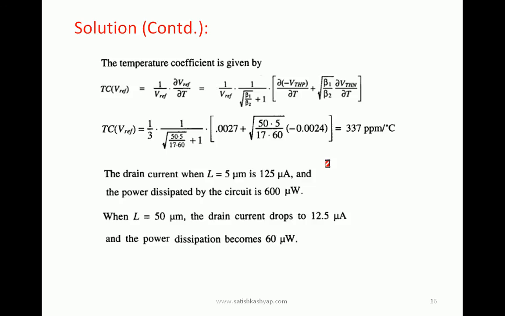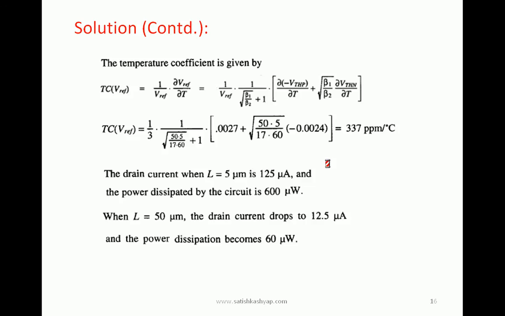When L is equal to 50, as channel length increases, current reduces, because ID is proportional to beta, and beta is nothing but K into W by L. So ID is inversely proportional to L. As L increases, ID reduces in the same proportion. So when L is equal to 50 micrometers, the drain current calculated is 12.5 microamperes. Previously, with L equal to 5 micrometers, it was 125 microamperes. Now L is increased by 10 times, so current is reduced by 10 times.